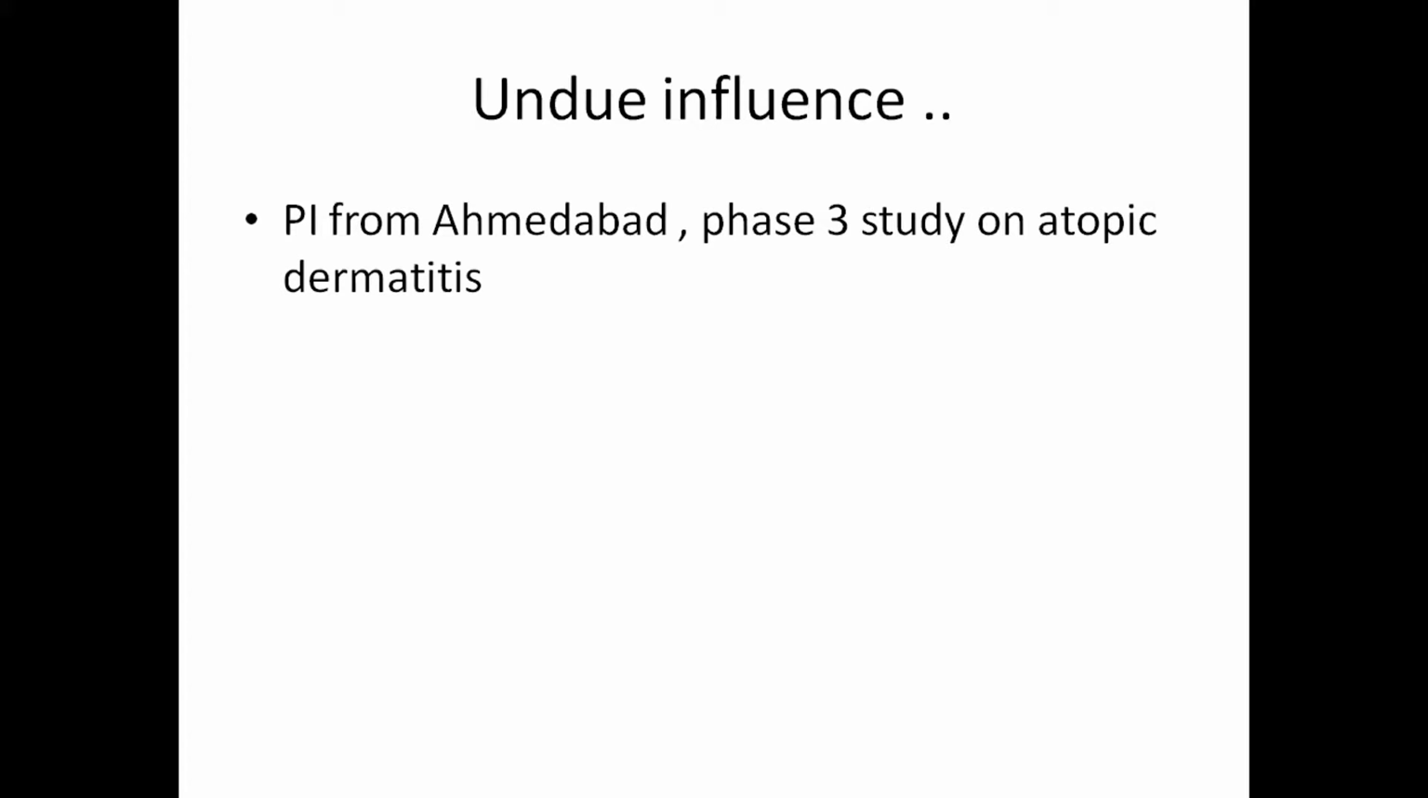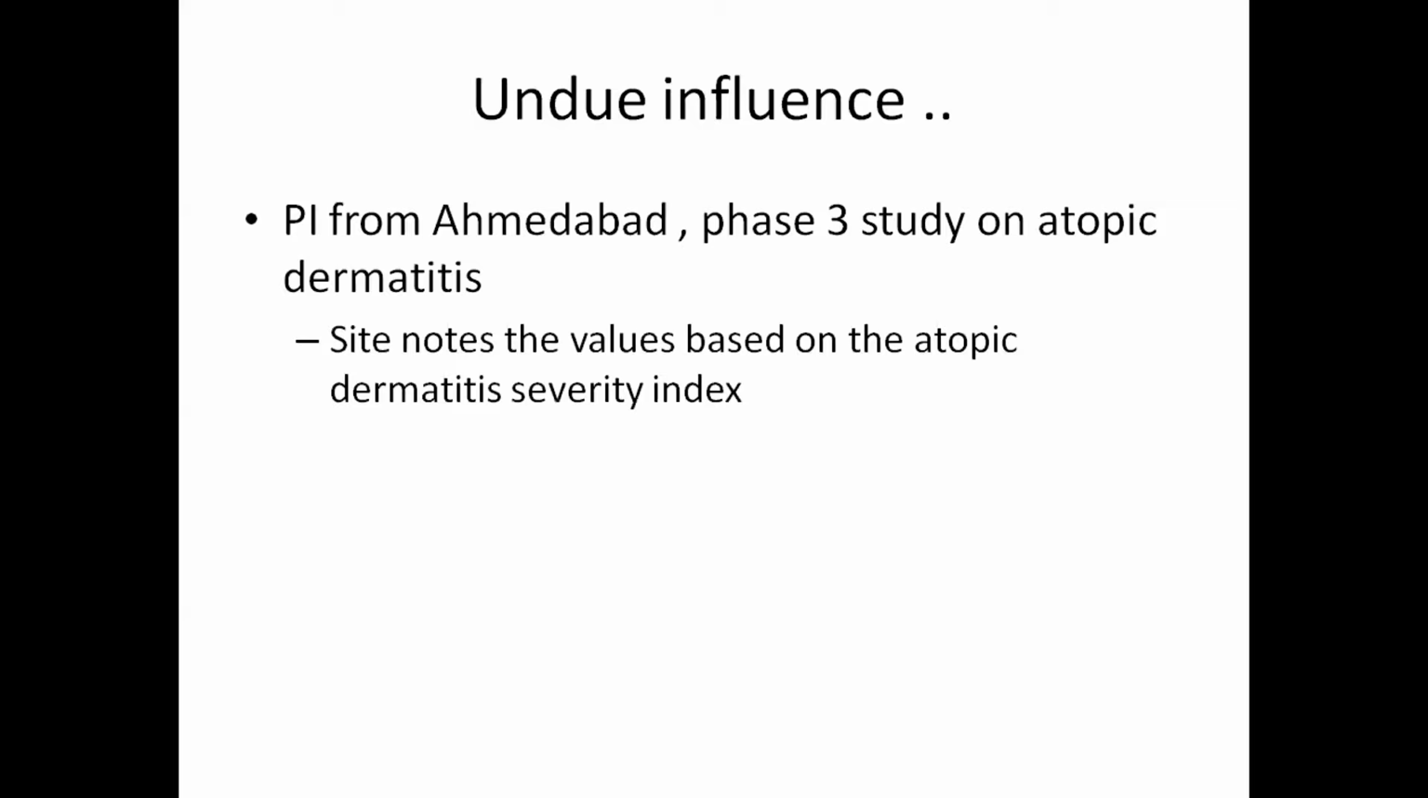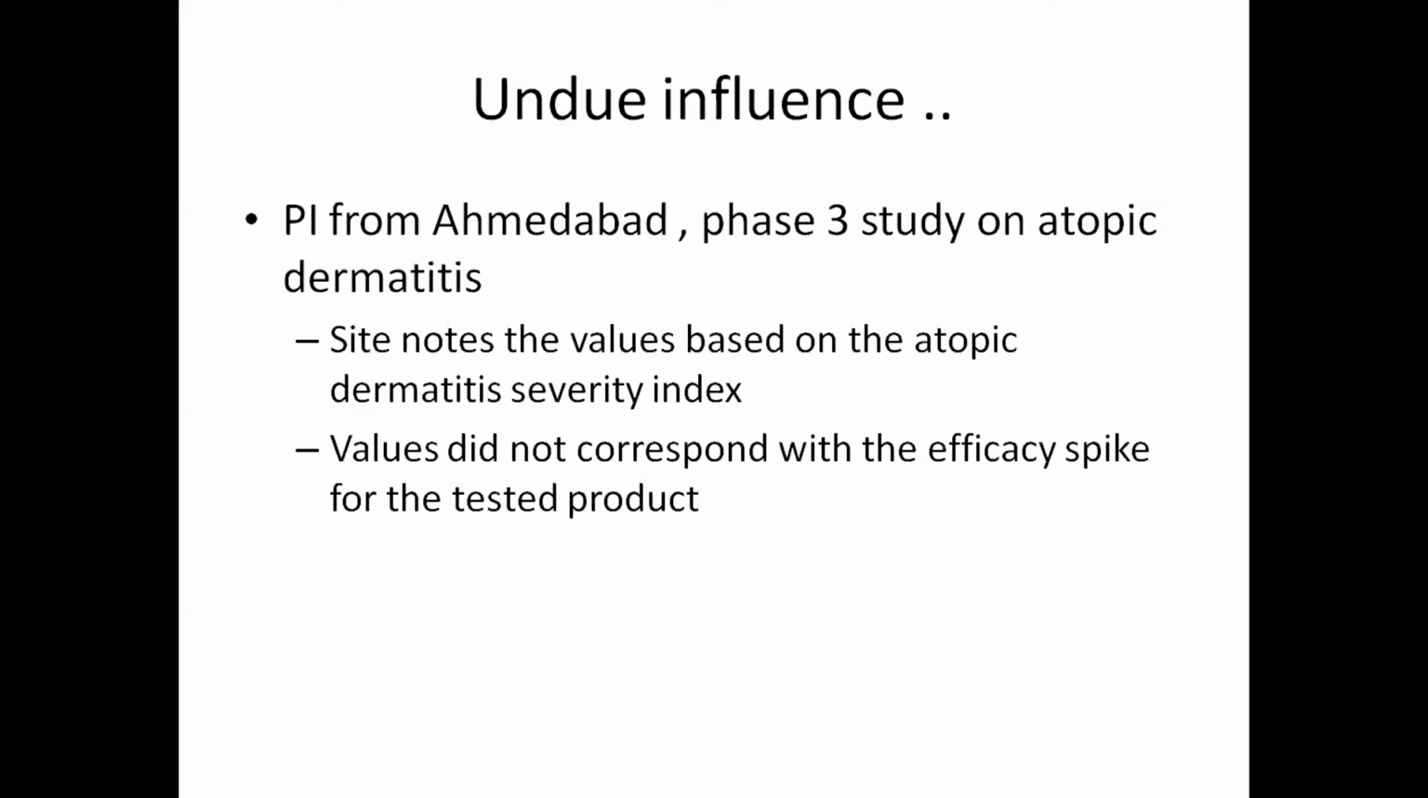This is very important. This happened last year. Few of you would have known it, few would not have. This is a non-oncology study, and this is a true thing which has happened. A PI from Ahmedabad does a phase 3 study on atopic dermatitis. The site notes the values based on the atopic dermatitis severity index, the drug effect on the index. The values did not correspond to the efficacy spike for the tested product. Means the drug's effect and the values noted by the PI somehow did not match, and the efficacy was not met.